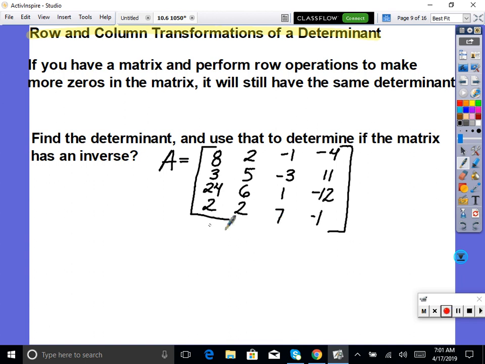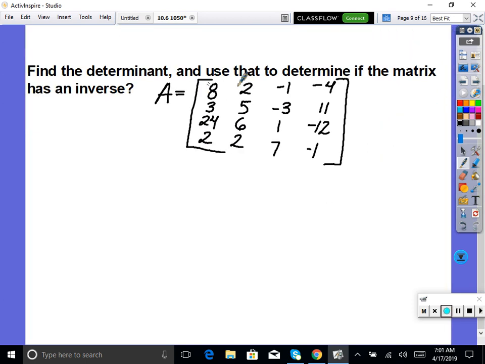Because you can do row operations. So let's look at this one, for example. It says find the determinant and use that to determine if the matrix has an inverse. So we know if the determinant is 0, we'd say no. If it isn't, we'll say yes. So let's look at this matrix here. Notice there are no zeros, which is not favorable, especially in such a big one. So what I'm going to do is say, can I do any row operations to create some zeros?